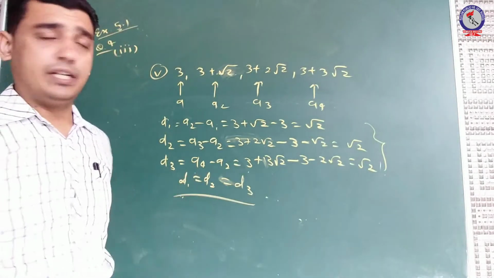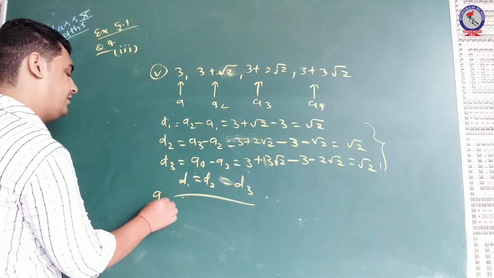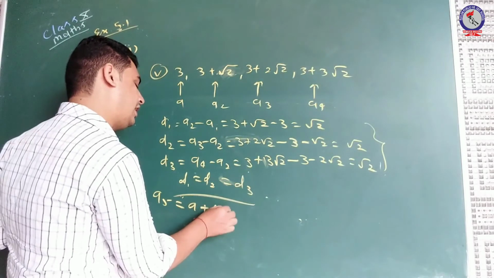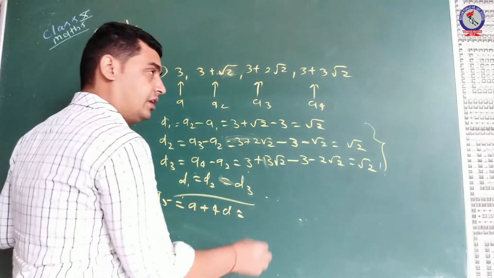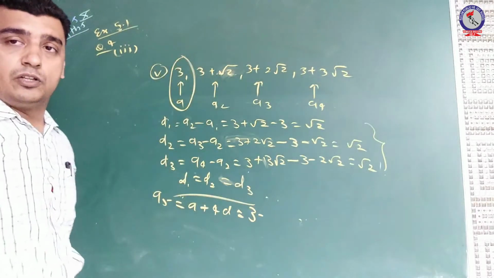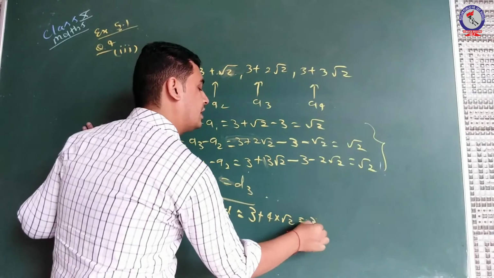And the next three terms will be, this is A1, A2, A3, A4. What will be A5? A5 will be A plus 4D. So what? A is 3 here. So 3 plus 4 into root 2, so 3 plus 4 root 2.